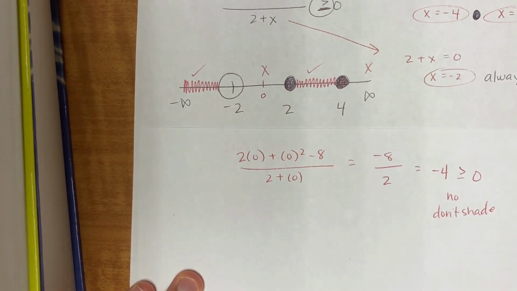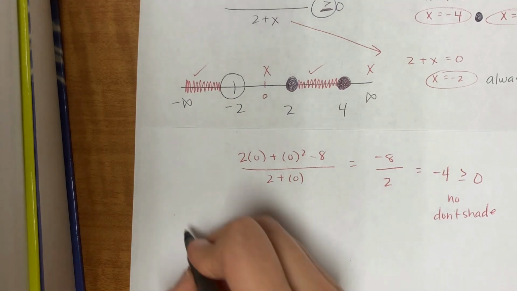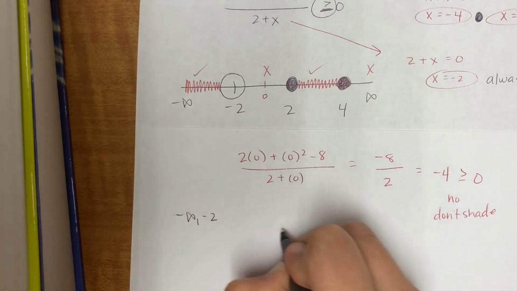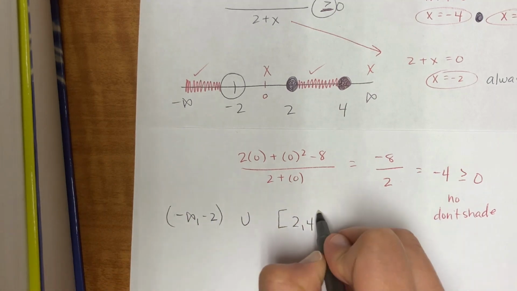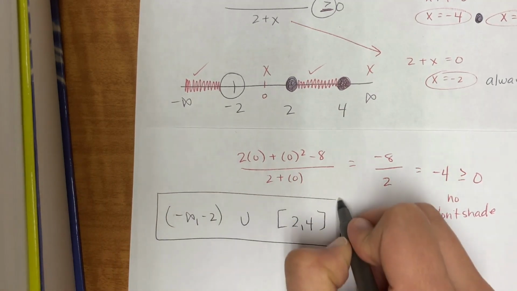And then your final answer is what part of this number line is shaded in: from -infinity to -2 and from 2 to 4. You only use brackets if it had a closed-in dot.